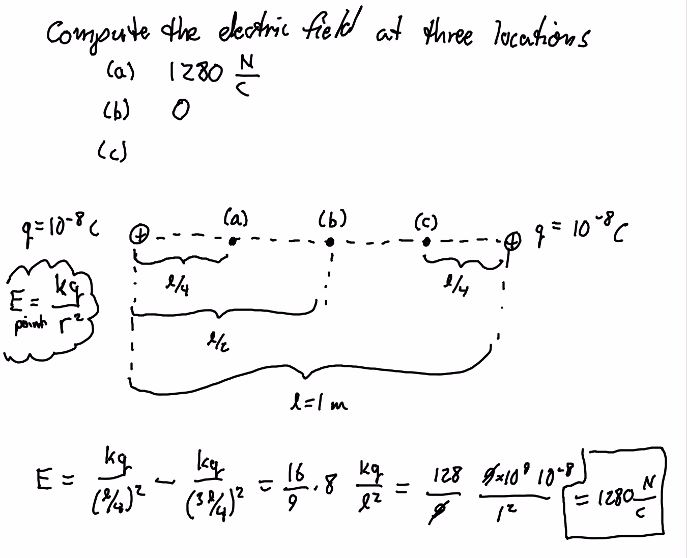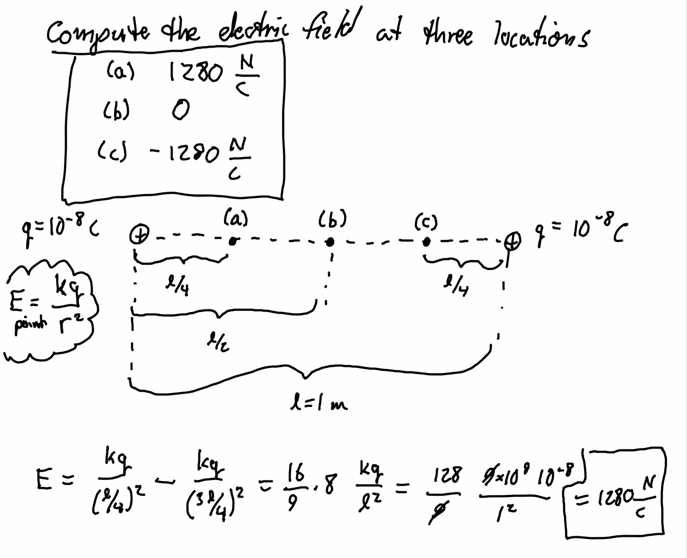As for location C, the situation is symmetric. It's exactly the same as the electric field was at location A, except now it's going to be in the opposite direction. It's going to be to the left. So we get minus 1,280 newtons per coulomb.